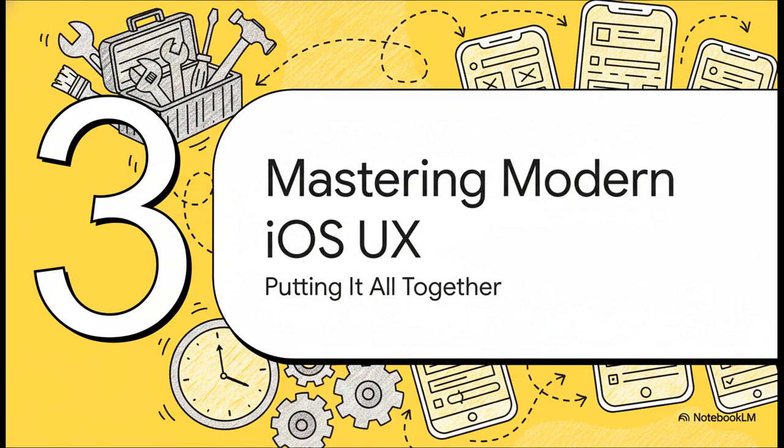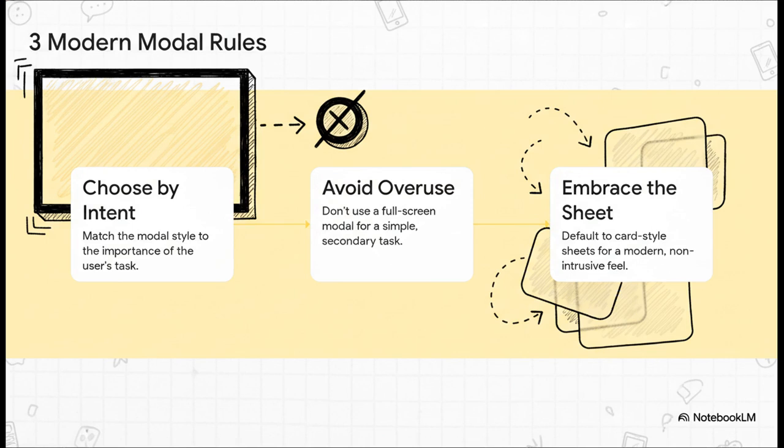So, we've got all these tools in our toolkit. The big question is, how do we choose the right one? How do we use them to build apps that feel modern, intuitive, and, well, respectful of the user's time? Well, it really all comes down to these 3 modern rules. First, match the modal to the task. Is it critical? Okay, maybe full screen is the right call. Is it just a quick setting change? Use a sheet. Second, don't pull out the big guns for small jobs. A full screen takeover just to ask for a like? That feels aggressive. And finally, when in doubt, just embrace the modern default. That card-style sheet. It's interactive, it's contextual, and it's what users expect now.